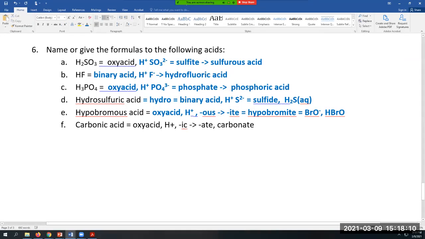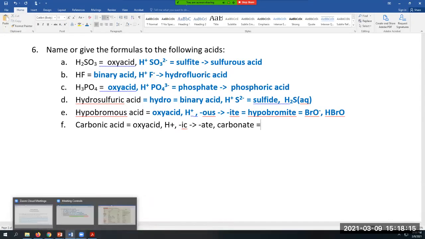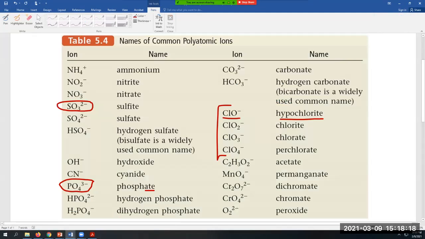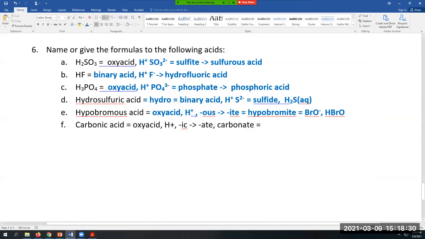And so let's find the carbonate symbol. Carbonate, it's here. CO3, 2 negative charges is the symbol for carbonate. CO3, -2. So the 3 is a subscript, and the 2 negative charges are a superscript. So that's the ion that makes up this acid.